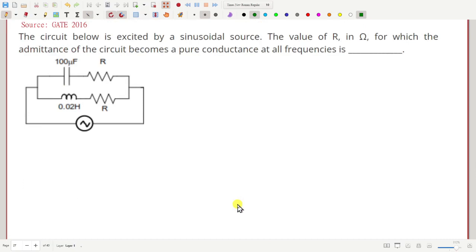The circuit below is excited by a sinusoidal voltage. R is in ohm. We have to find the value of R such that the admittance of the overall circuit is a pure real number, pure conductance, for all frequencies. So first let us find the admittance between these two points. Call it AB. How much is YAB?